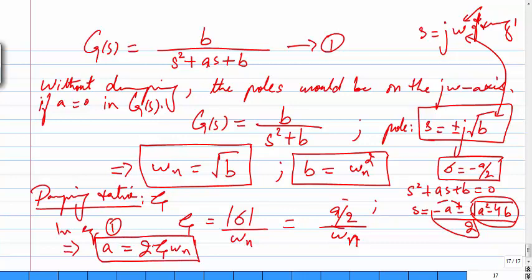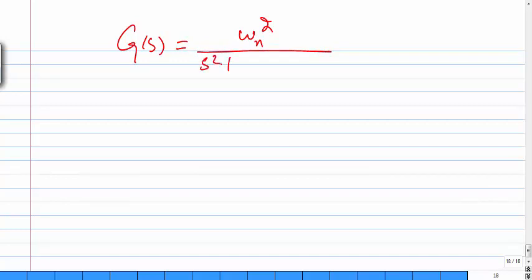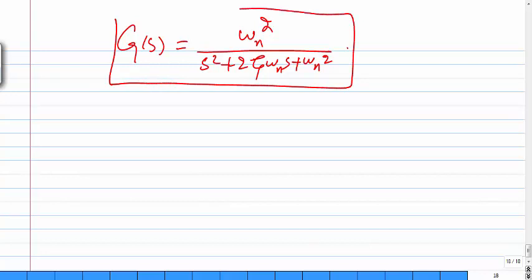Now we know b, we know a. If instead of b we put omega n square, and instead of small a we put 2 zeta omega n, this gives us a generalized second order transfer function, that is omega n square divided by s square plus 2 zeta omega n s plus omega n square. So this is the generalized second order transfer function.